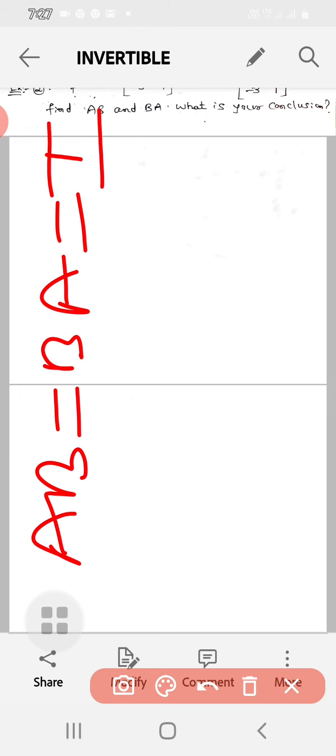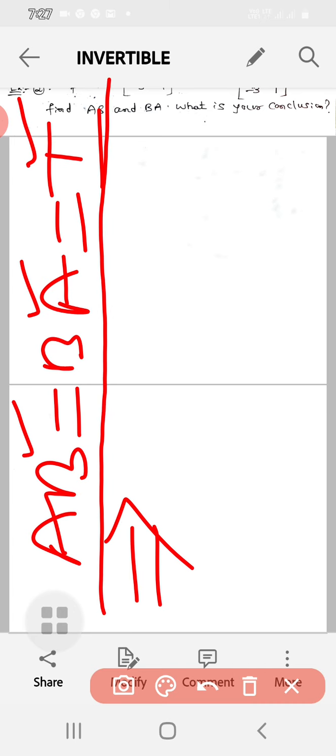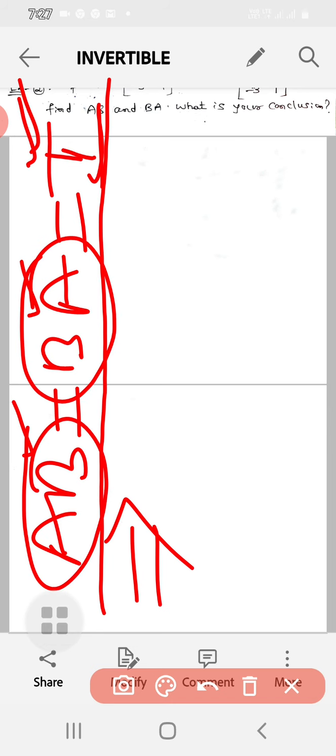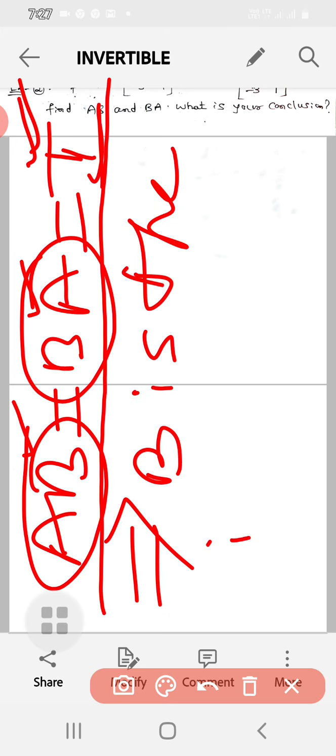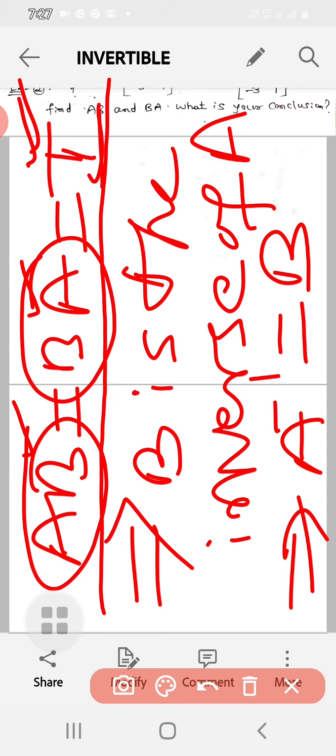Generally we say AB is not equal to BA, but if AB is equal to BA is equal to I, then what is the meaning here? My class is over at this point, but I will extend my class. Whenever we find the product of two matrices such that the product is equal to the identity matrix, then one matrix is the inverse of the other. So here we say B is the inverse of A. That means A inverse is equal to B.